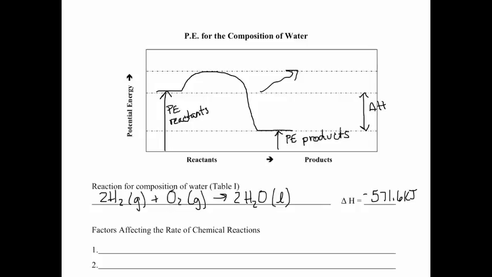Then our activation energy would be from our reactants to the top of the hill. So this one, and I'm going to have to draw this off to the side, activation energy. So that's the energy required to go from our reactants to the top of our hill. That's the activation energy. And then one last thing here, that's the activation complex.